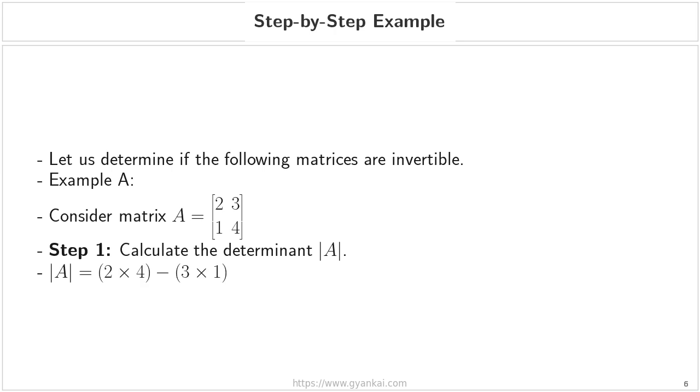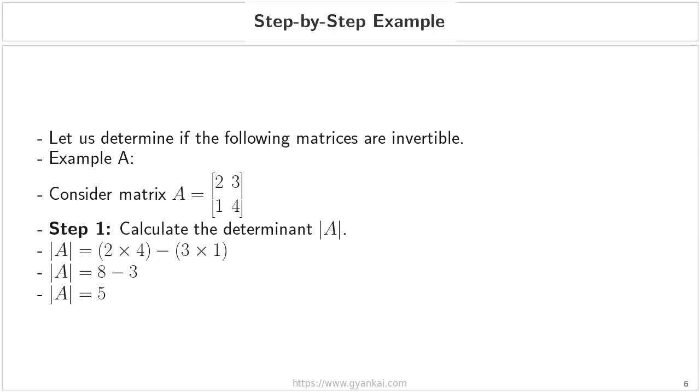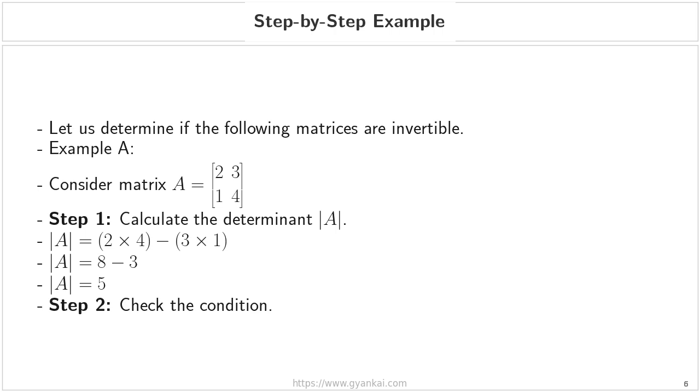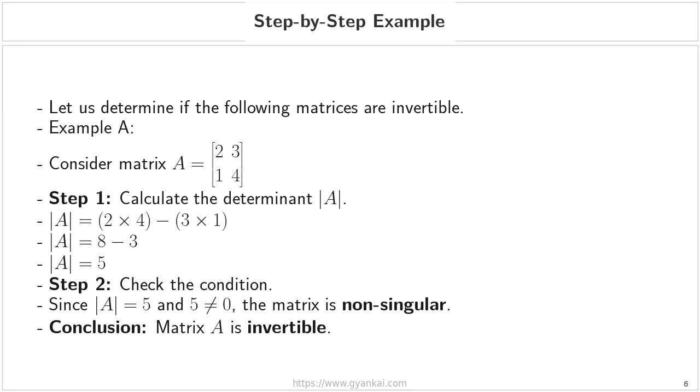To do this, we multiply the elements of the main diagonal and subtract the product of the other diagonal. So, we take 2 times 4, which gives us 8, and then we subtract the product of 3 and 1, which is 3. This leaves us with 8 minus 3, resulting in a determinant of 5. Now, moving to step 2, we need to check our condition. We look at our result and ask, is the determinant equal to 0? In this case, our determinant is 5, and since 5 is not equal to 0, we can conclude that the matrix is non-singular. Therefore, our final conclusion for example A is that the matrix is invertible.